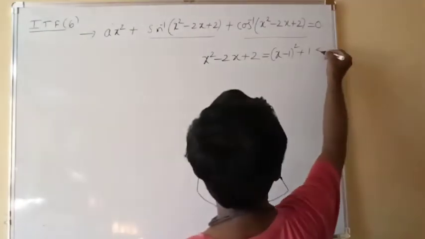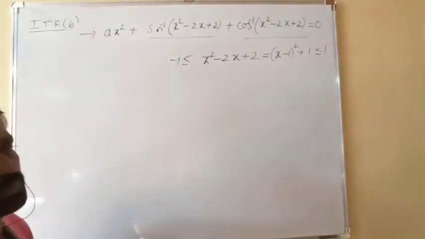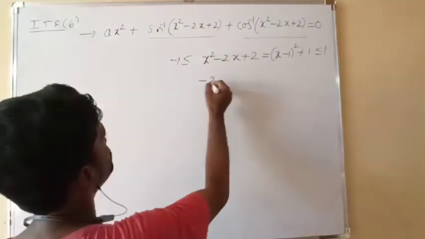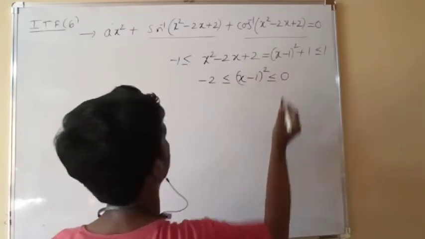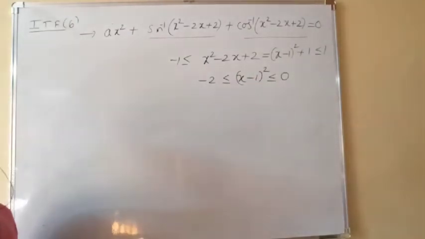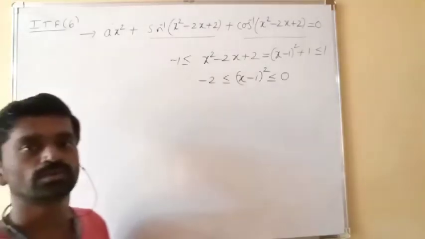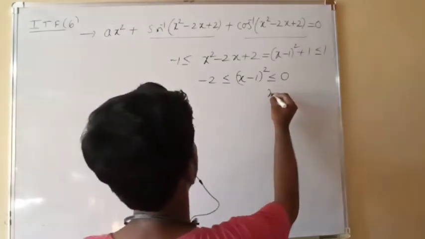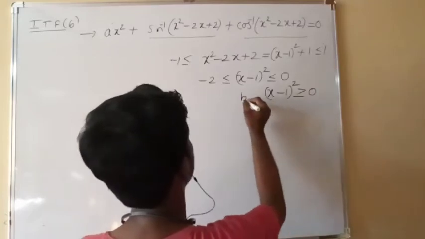But it should be less than or equal to 1 and greater than or equal to what? Minus 1. Subtracting 1 on both sides, minus 2 less than or equal to (x minus 1) whole square less than or equal to 0. Anyway, (x minus 1) whole square: x minus 1 is a real number. The square of a real number cannot be negative. Either it is 0 or positive. So (x minus 1) whole square is always greater than or equal to 0.